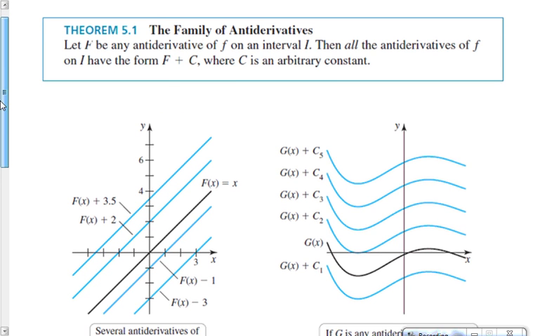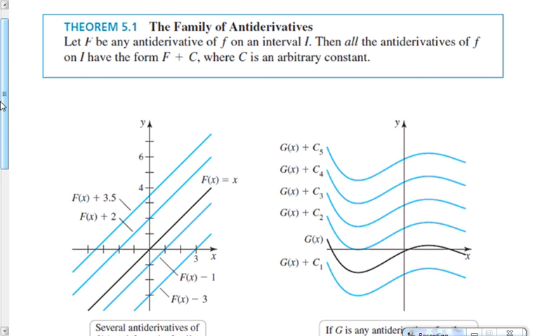A couple of graphs just to show you. When we find an antiderivative F of x and we add that C at the end, that constant of integration, we found a family of antiderivatives. And any one of those antiderivatives could have come from that same f function.